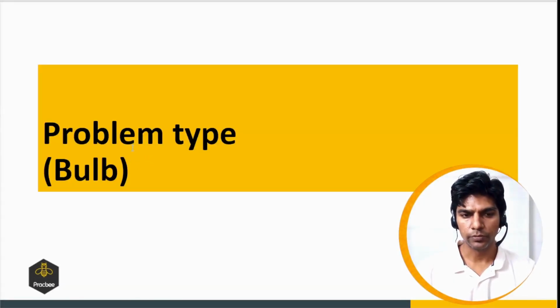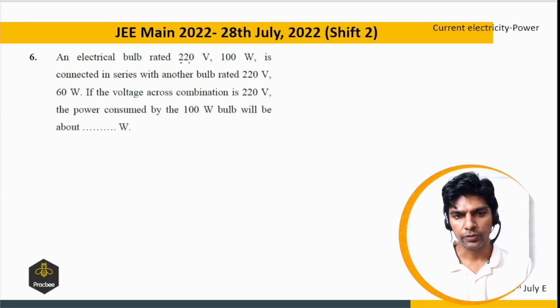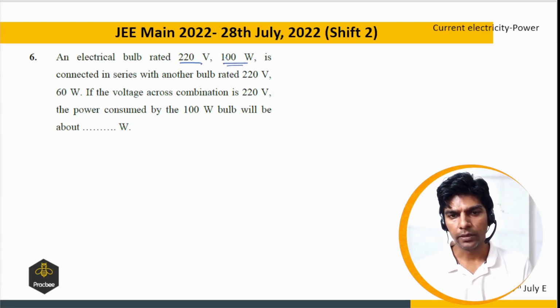Right, so now let us see the next problem type, and it is based on bulbs. And let us see a typical question. An electric bulb rated 220 volt and 100 watt. So whenever we have given ratings, it is given to find the resistance of that bulb, right? So for example, for this particular bulb, the resistance R1 will be given as V square by P. So that will be 220 square upon 100.